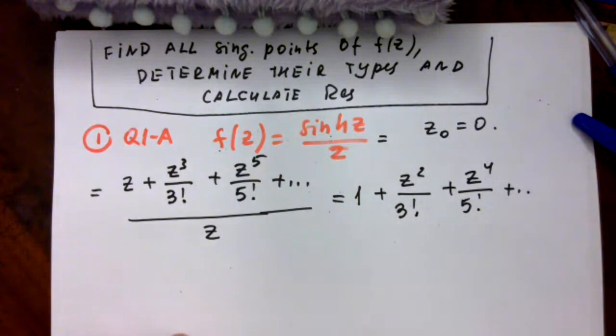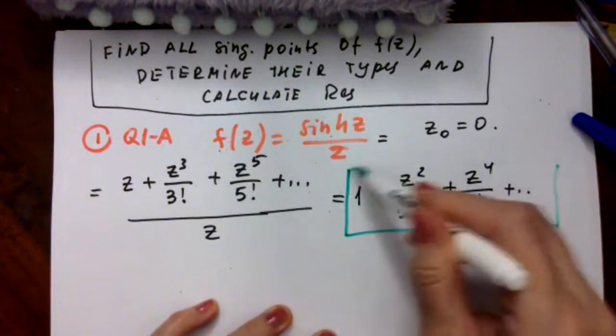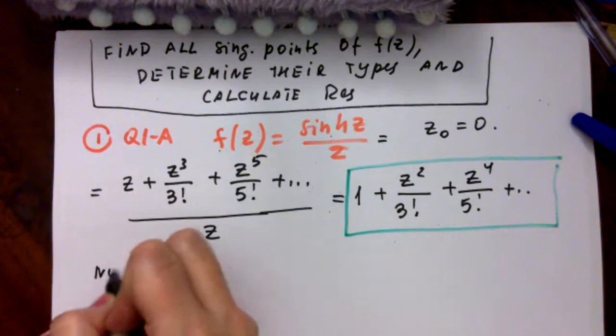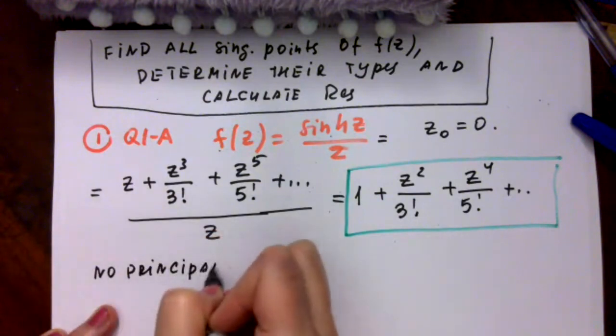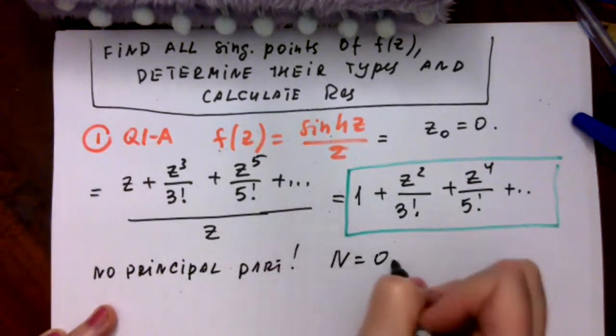Okay, so this is our result. This is our expansion in powers of z. Now we need to take a closer look at the principal part. But what a disappointment. No principal part at all this time. No negative powers. No principal part. It means that our n is equal to 0.